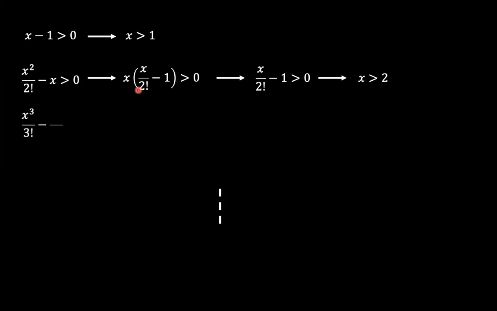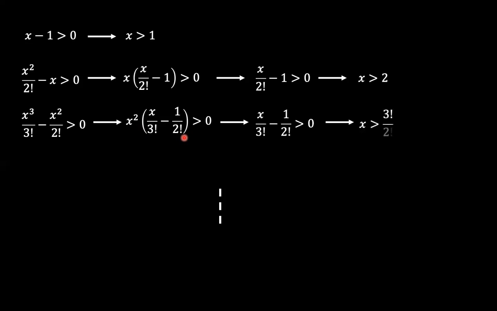However, x cubed over 3 factorial minus x squared is going to be greater than 0 in such a way that when you pull x squared out, it means that x over 3 factorial minus 1 over 2 factorial is going to be greater than 0, since x squared is going to be greater than 0. And so what that means is that x is going to be greater than 3 factorial over 2 factorial, and therefore x greater than 3. That interval is when x cubed over 3 factorial is going to be greater than x squared over 2 factorial.